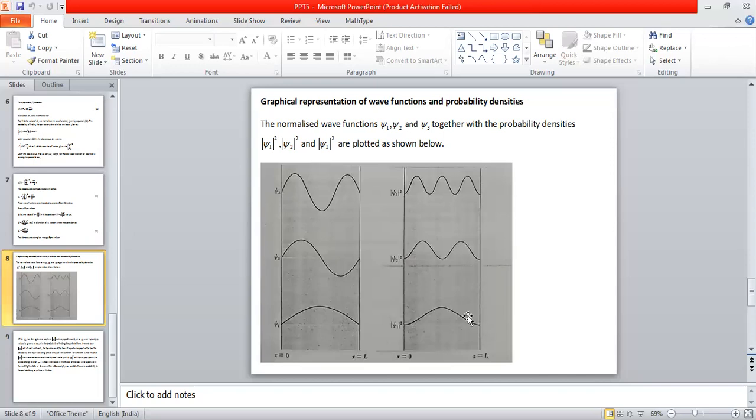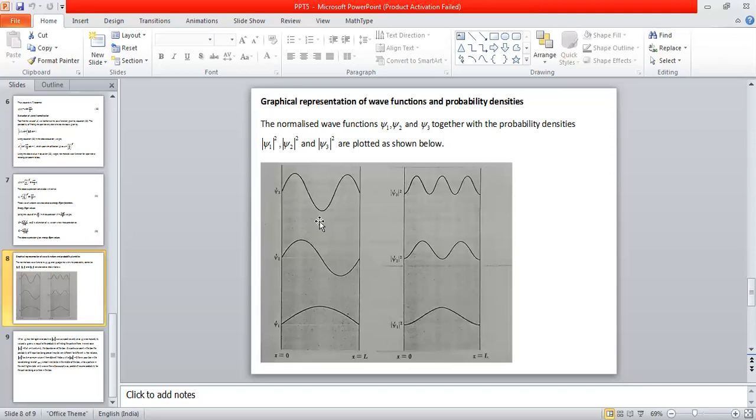Unlike the previous case where the probability was maximum halfway, now the probability of finding the particle halfway, corresponding to the n is equal to 2 state or the first excited state, is 0, whereas the probability becomes maximum at x is equal to L by 4 as well as x is equal to 3L by 4. So we can conclude that corresponding to n is equal to 2, the first excited state of the particle inside the box, we have three nodes, the first node, second node, third node, whereas we have two antinodes where the probability of finding the particle is maximum.